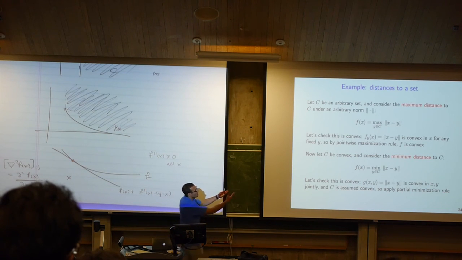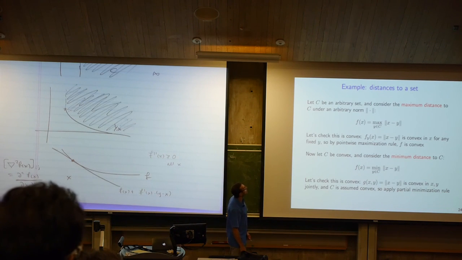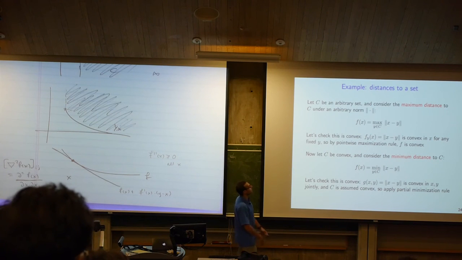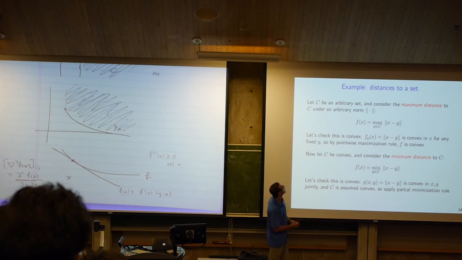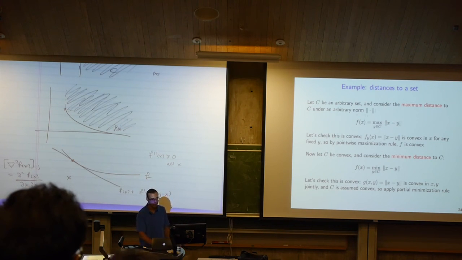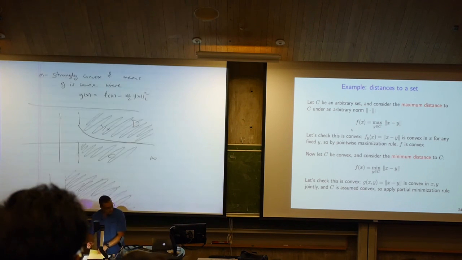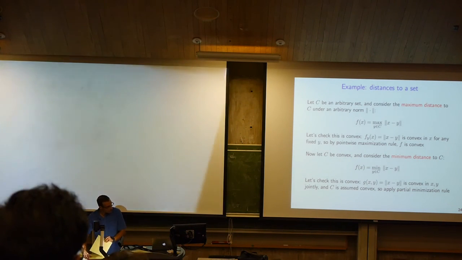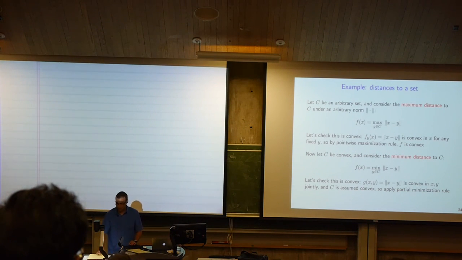So here's the application of that. Let's suppose that you give me an arbitrary set C, and I'm going to define two functions. The first function is the maximum distance to any point in the set under an arbitrary norm. So pick your favorite norm. The L2 norm, the L1 norm, the L3 norm, if for whatever reason you like that. And look at the maximum over all points y in the set C of the norm of x minus y. Let's define that to be our function f. So I claim that actually f is a convex function.